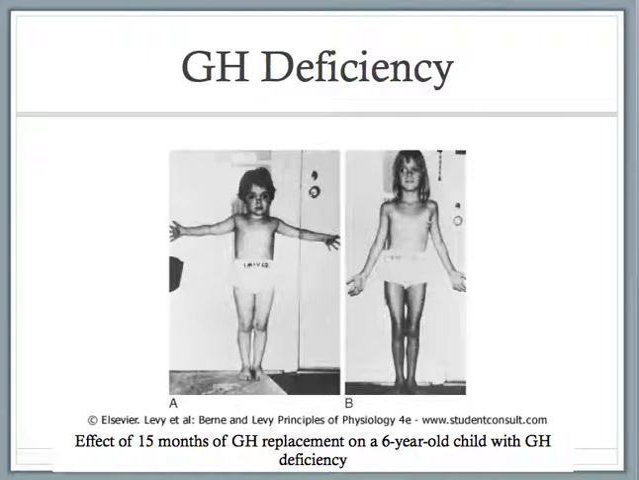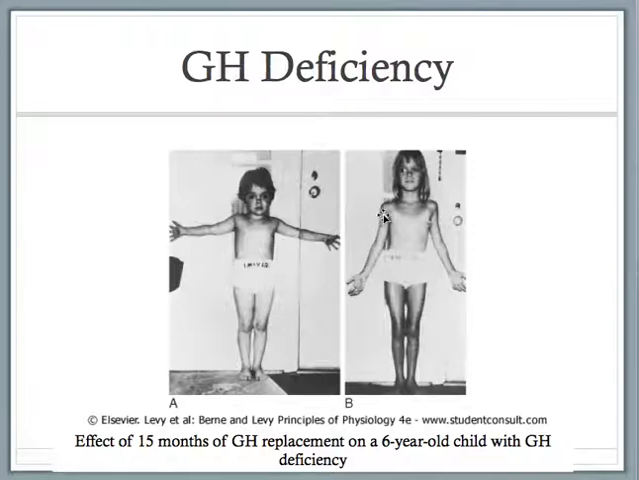This is a young girl. She's 6 years old, and her initial photo when she saw her pediatric endocrinologist is here. I want you to notice that her long bones are quite short. So for a 6-year-old, she has a pretty small stature. The only thing really affected are long bones. You can have normal growth of the other types of bones.